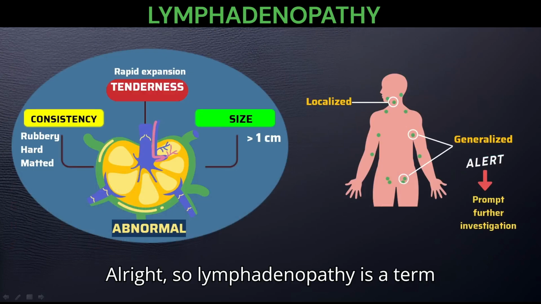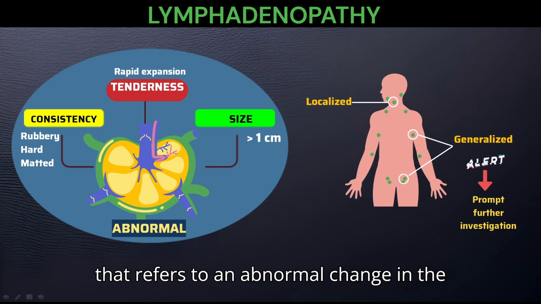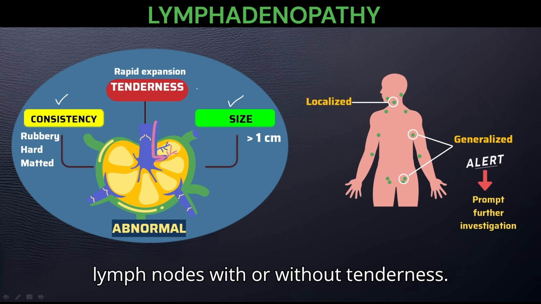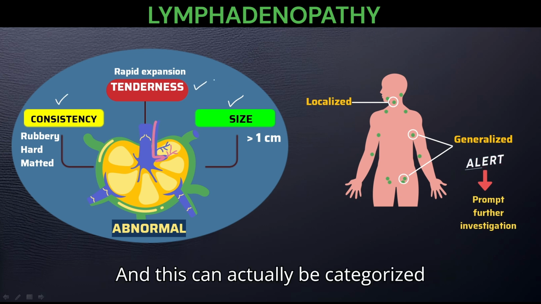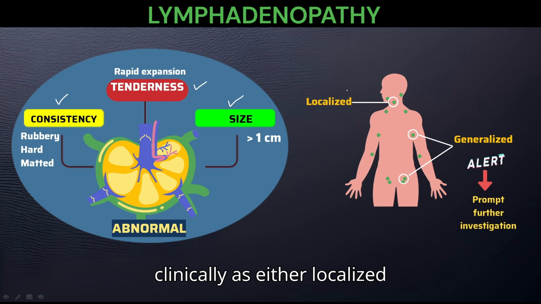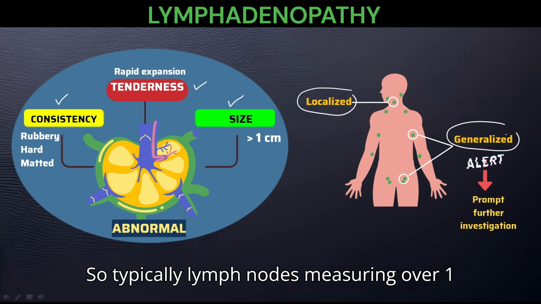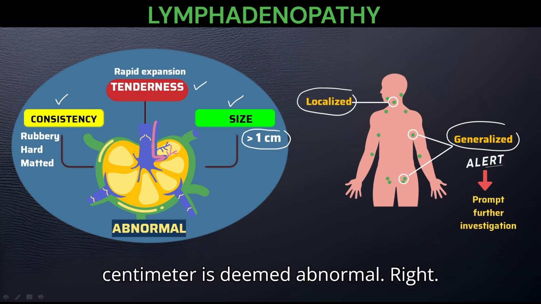Alright, so lymphadenopathy is a term that refers to an abnormal change in the size as well as the consistency of lymph nodes, with or without tenderness. And this can be categorized clinically as either localized or generalized lymphadenopathy. Typically, lymph nodes measuring over 1 centimeter are deemed abnormal, right?